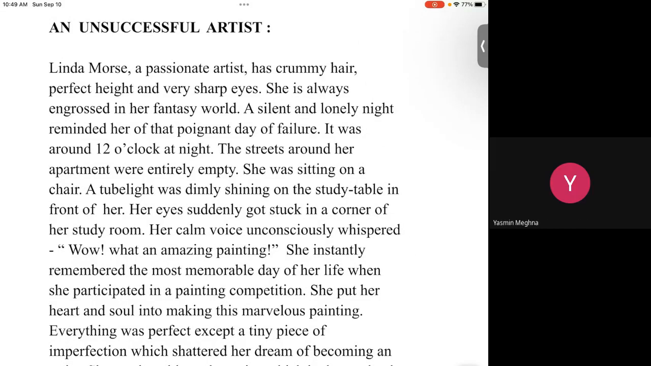Linda Morse, a passionate artist, has crummy hair, perfect height, and very sharp eyes. She is always engrossed in her fantasy world. A silent and lonely night reminded her of that poignant day of failure. It was around 12 o'clock at night. The streets around her apartment were entirely empty. She was sitting on a chair.